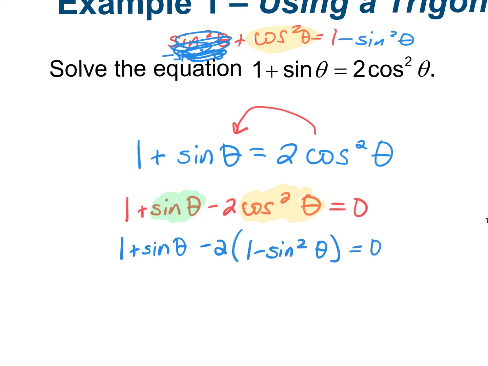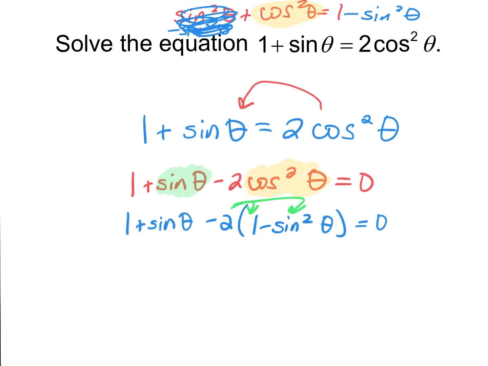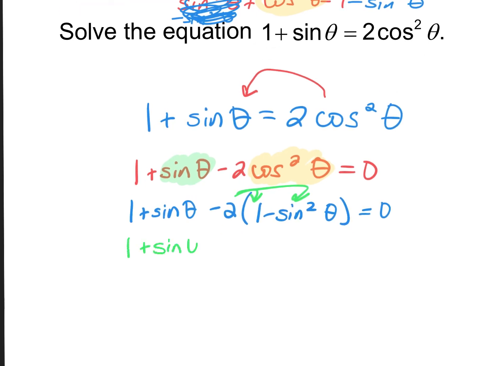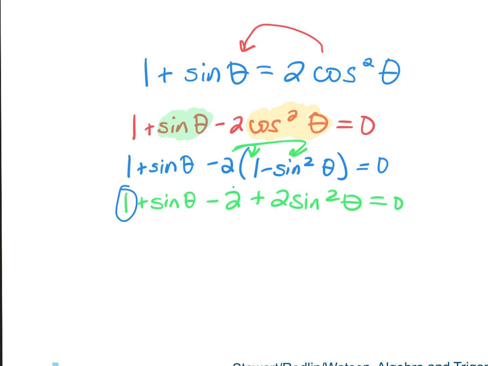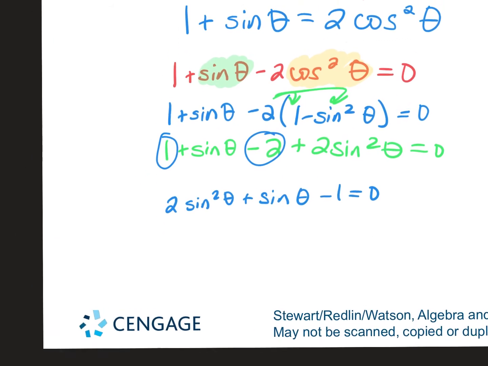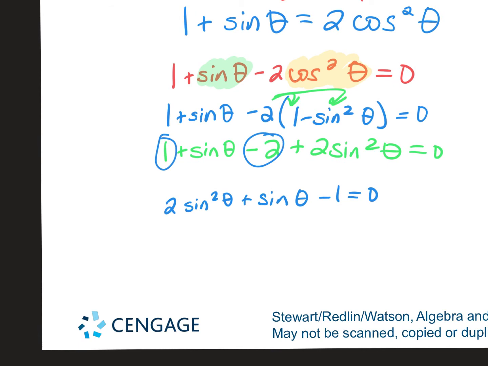And now this is just a basic algebra problem. What do I do with that 2 that's out in front? I have to distribute it. Good. So I have 1 plus sine theta minus 2 plus 2 sine squared theta equals 0. Now clean it up. Do you have any like terms? One and negative 2? All right, so I can write 2 sine squared theta plus the sine of theta, and then what's a 1 and a negative 2? Minus 1 equals 0.